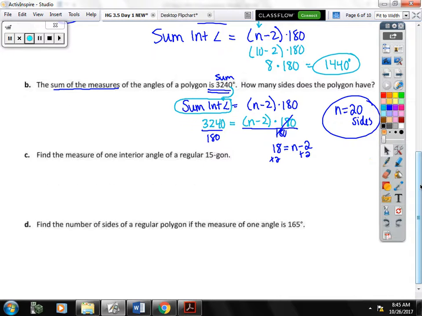Okay, on the homework, you just want to read carefully as to which formula to use. This one says find the measure of one interior angle. So I'm using the second formula. The measure of one interior angle is n minus 2 times 180, all divided by n. And this is only if it's a regular polygon, which they do tell us it's a regular 15-gon. So n is 15. So we plug 15 in.